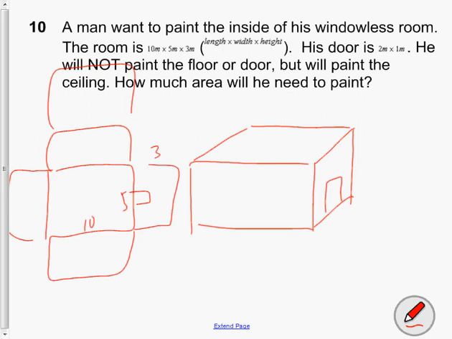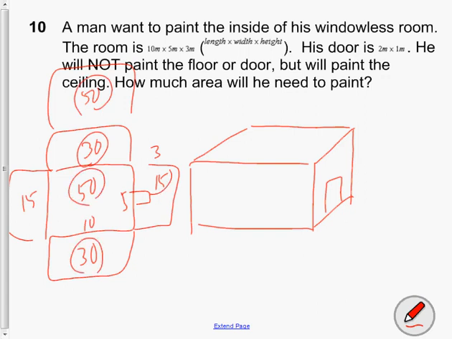So the left and the right would be 15 each. 15 and 15. The bottom would be 50 and the ceiling would be 50. And the front wall would be 30 and the back wall 30. So we'd have 50, 50, 30, 30, and 15, 15 for the surface area of all the walls together. Add that up, it would be 190, I think. So the total surface area of that room, if it didn't have a door, would be 190 meters squared.